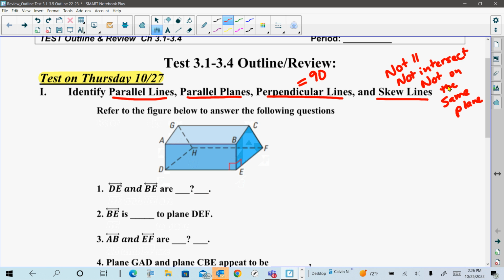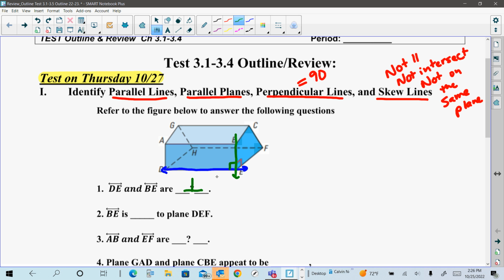So number one is referring to line DE, which is this horizontal line here, compared to line BE, which is here. And if you see right here, there is a box. So that means that these lines are perpendicular. They intersect at 90 degrees. So this is a symbol for perpendicular, okay, instead of writing out the word.